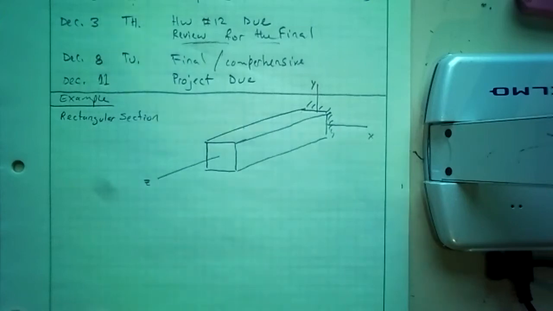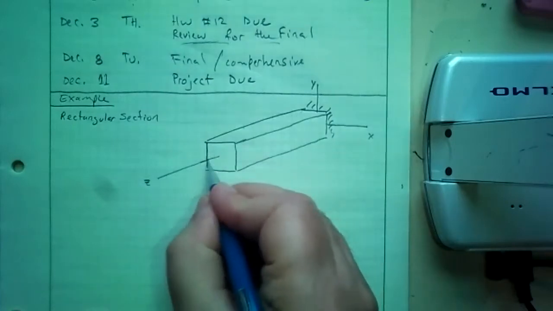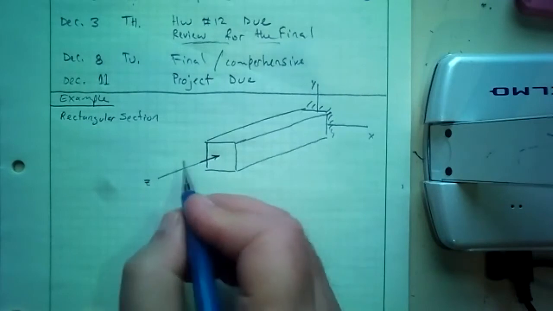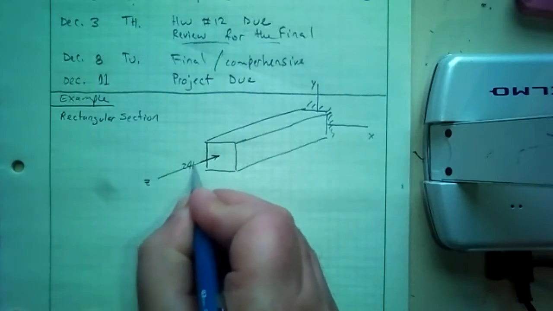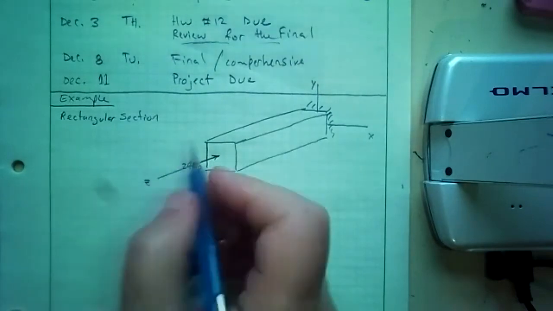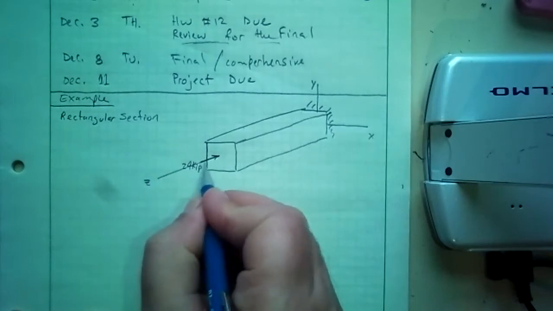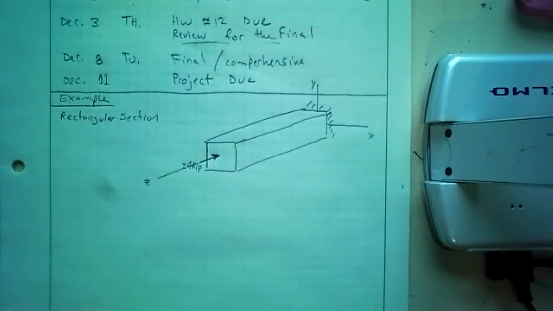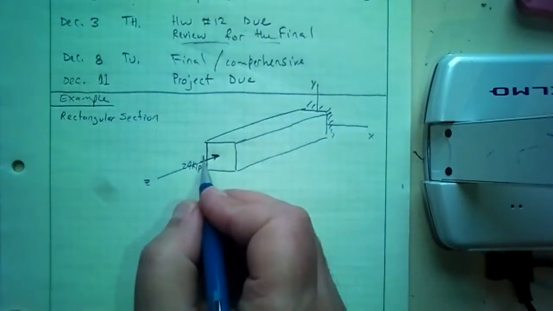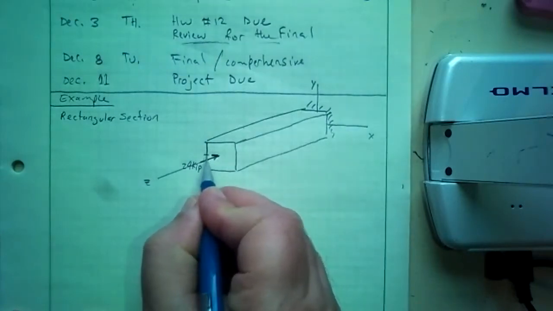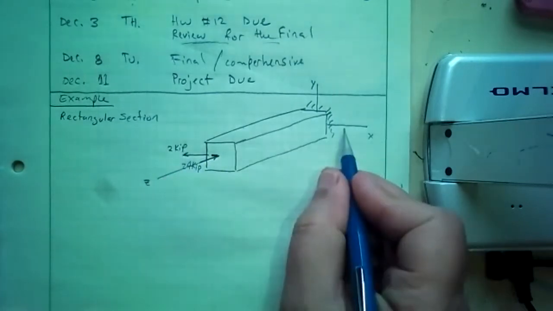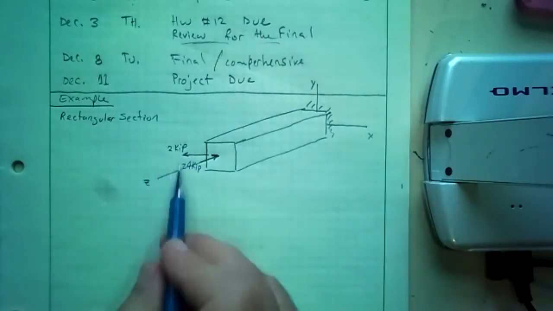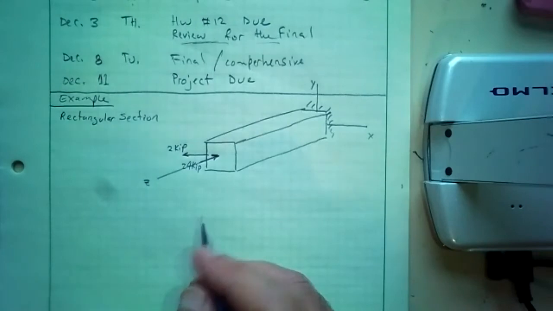And we're applying these loads. We're applying 24 kip, in the negative z direction, pushing on it, compressing it. And then I have 2 kip in the negative x direction. So you could write these in vector form if you wanted to, but those are it.